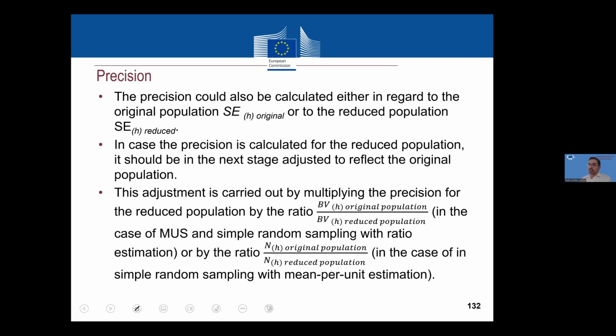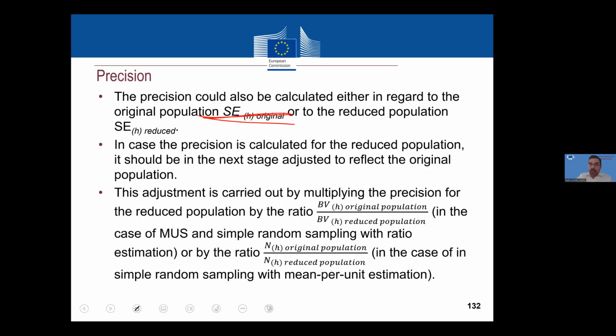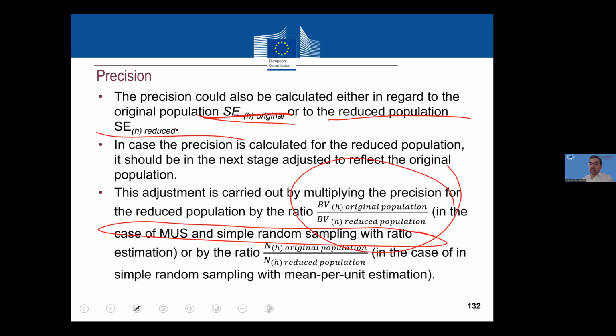What happens in terms of precision? Well, in what regards the precision, the idea is more or less the same. Either you calculate the precision on the basis of the original population, using the parameters of the original population. This is typical in the replacement approach. Or if you are using the exclusion approach, your templates will produce the precision for the reduced population. And again, you have to enlarge this precision manually using exactly the same methodology. If you are using MUS or simple random sampling with ratio estimation, you multiply the precision that you have just calculated by the ratio between the book values. If you are using simple random sampling with mean per unit estimation, you have to multiply the precision that you have obtained by the ratio of the population sizes.